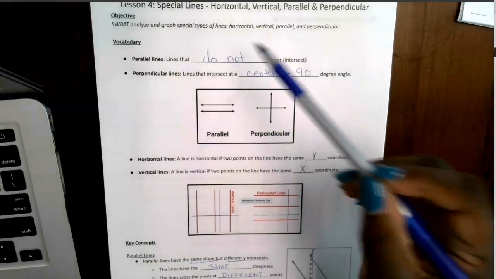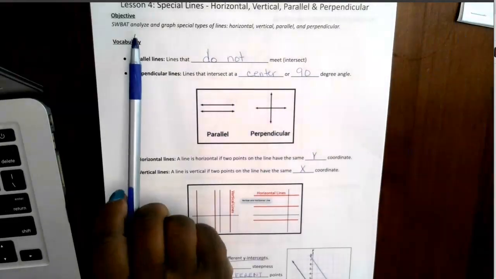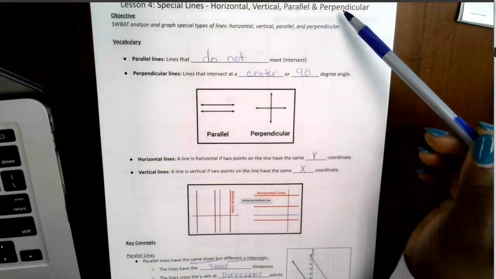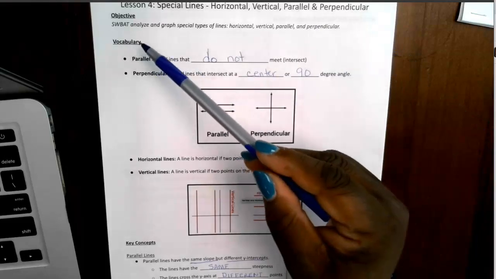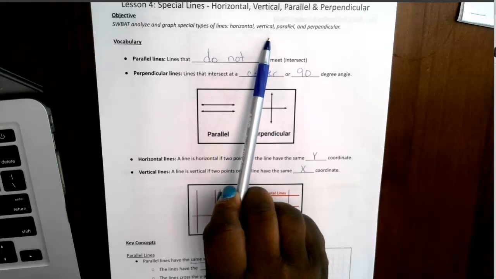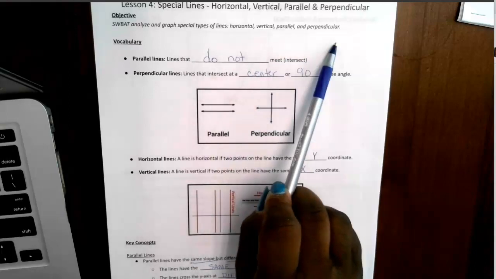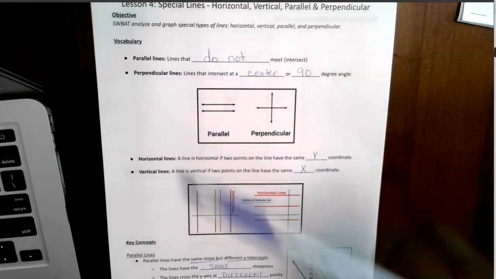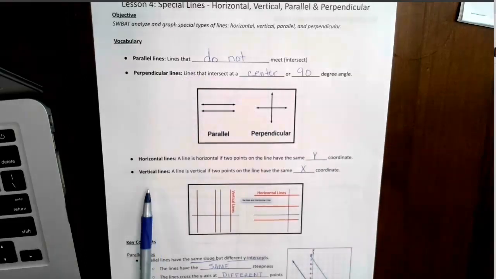Make sure you have your Unit 2 packet. Today we're doing Lesson 4, Special Lines: Horizontal, Vertical, Parallel, and Perpendicular. Students will be able to analyze and graph special types of lines. Your key vocabulary: parallel lines, perpendicular lines, horizontal lines, and vertical lines. Pause your video and take a few minutes to write down your vocabulary.